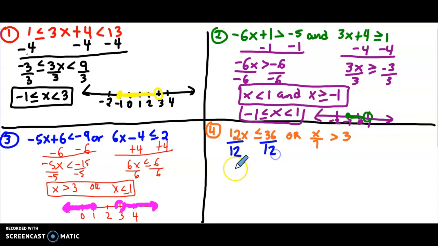Divide by 12 to get x by itself. 12 is a positive number. Here's half of my answer. Here I have division, so I need to multiply both sides by 7. 7 is a positive number. So I'm getting x is greater than 21. So here's my answer.